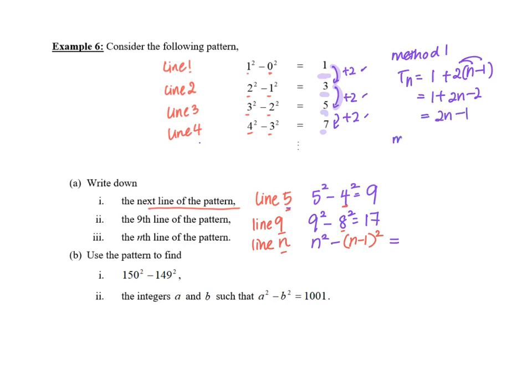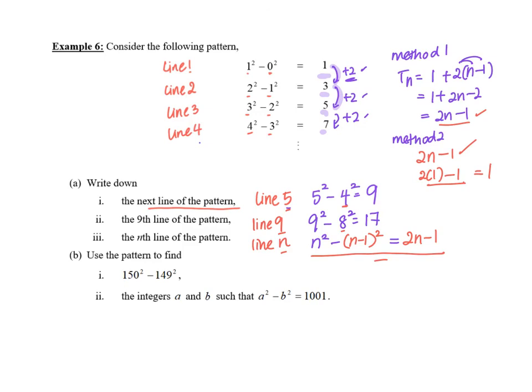Or you can use your method number 2. Method 2 says the common difference is 2, right? So I'll start with 2n. When n equals 1, I will have 2 times 1. What do I need to do to it in order to get number 1? So 2 needs to minus 1. So in this case, I got this part of the pattern over here to be 2n minus 1. So this will be the nth line.